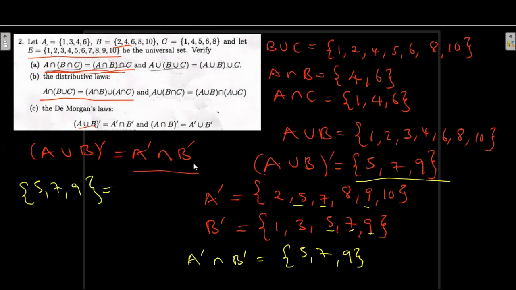Then A complement intersect B complement, we've just found that that is a set containing 5, 7, and 9. So this here verifies that De Morgan's law that is there, because the left side is also equal to the right side. And this marks the end of question 2. I don't know if I have any questions here before we move on to question 3, which is the last question we tackle for this class.